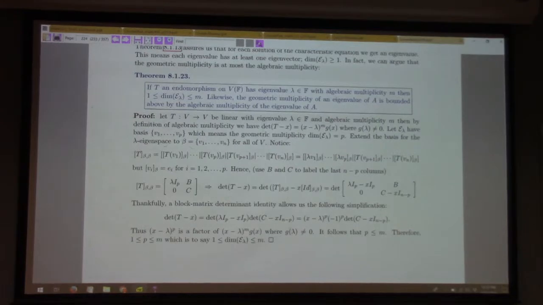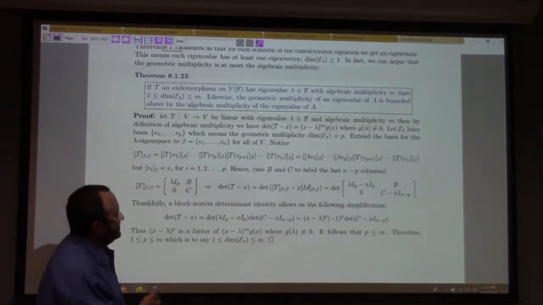Algebraic multiplicity is the number of times the factor is repeated in the characteristic equation or polynomial. Do you see the distinction? These don't have to match. But what we can prove, and that's what's on the projector right now, is that the geometric multiplicity is at most the algebraic multiplicity. Algebraic multiplicity is the maximum value the geometric multiplicity can take on. And the proof is right here.